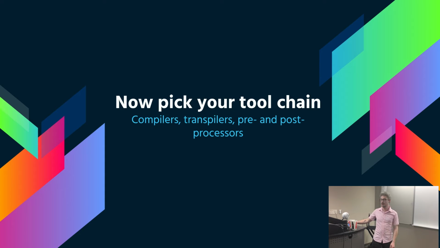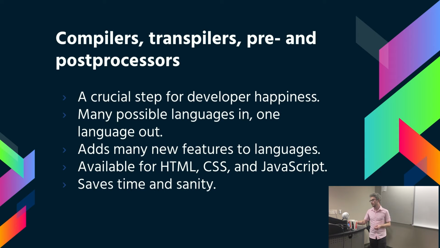Next you need to pick your tool chain. So there's compilers, transpilers, and then there's pre and post processors. These are a crucial step in making you a very happy developer. They take many languages in and put one language out. So if your end goal is HTML, CSS, and JavaScript, but you don't want to write any of those things, then you get one that turns something into HTML, something that turns something else into CSS, and something that turns something else into JavaScript. There's really tons and tons of things you can choose to do those. I'll touch on a couple of those here in a little bit. But the bottom line is that you want to write these things because they're just newer, nicer, and they'll save you a lot of time and sanity.